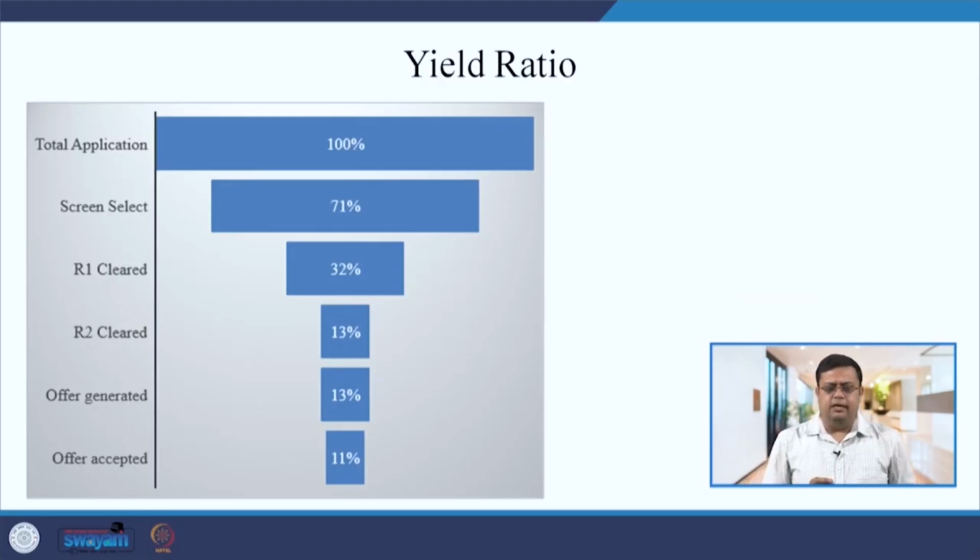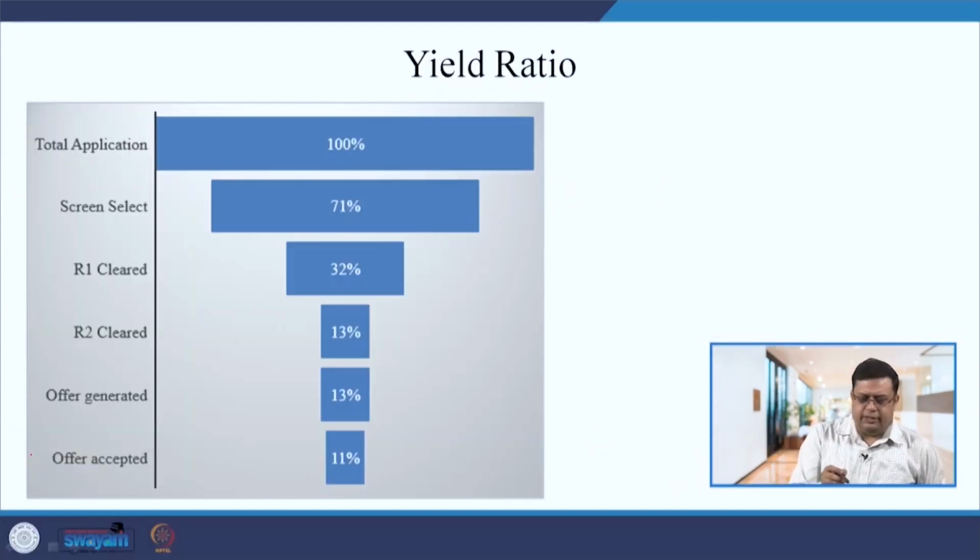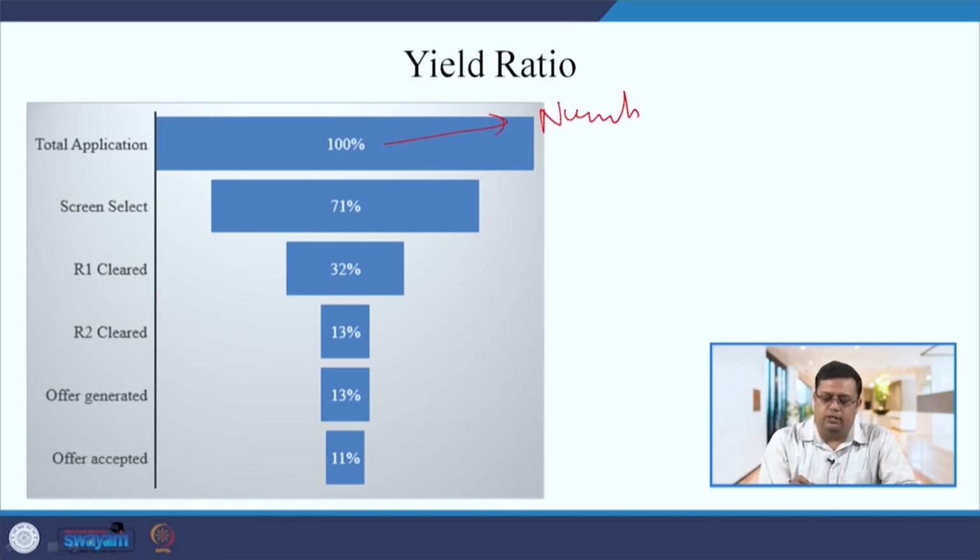This is the yield ratio that you must have seen. If you remember, when I was taking the session on recruitment and selection analytics, I had asked you to prepare this graph. So that is how you can present it. Here you can see total application. The number of total applications is not mentioned here, only the percentage. If you want, you can add the number along with the percentage.